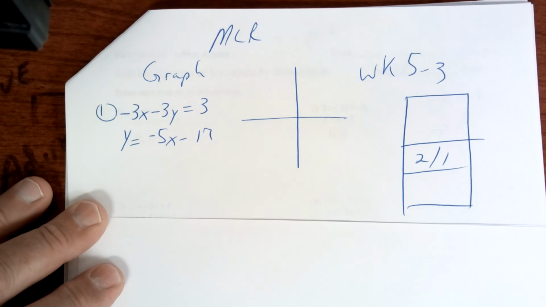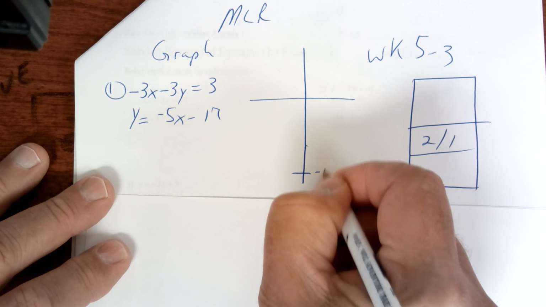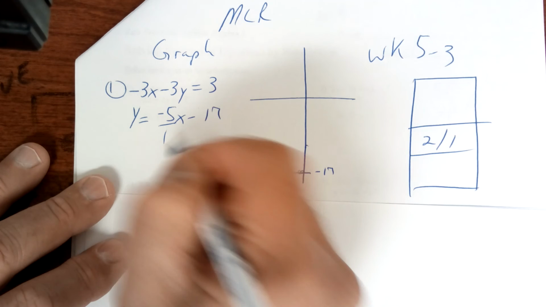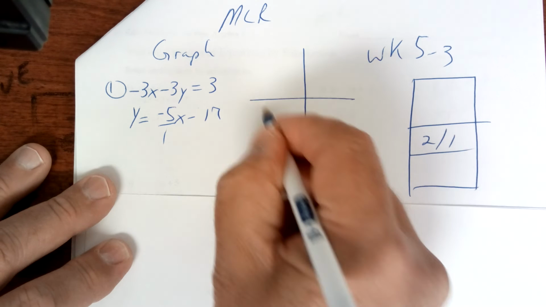Okay, so to graph this, the second one, the y-intercept is a -17. So down here, somewhere way down here, -17, put a dot. And then the slope is down 5 more, and then over 1. So it's going to look something like this.